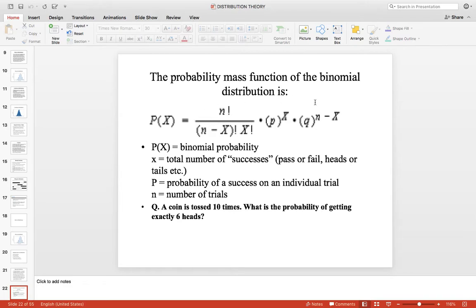So I will substitute it into this formula. Here I'm interested in getting exactly 6 heads. So it will be n factorial, which is 10 factorial, divided by 10 minus 6, which is 4 factorial, into 6 factorial, into p, which is already known. The probability of success is 0.5, so 0.5 raised to the power of 6, into q, which is also 0.5, for tails, raised to the power of 10 minus 6. This gives the probability in a binomial distribution.